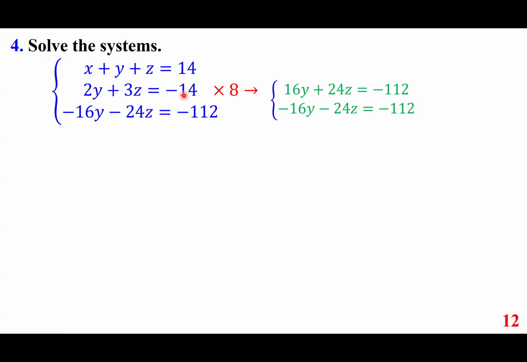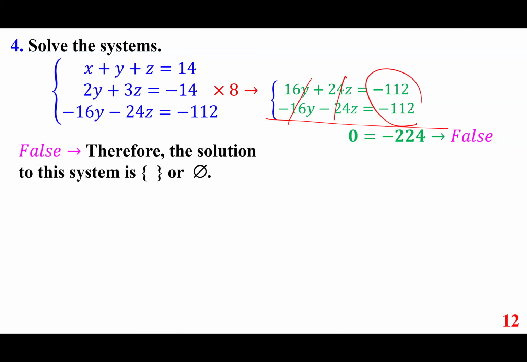And if I add them up, these two cancel each other. These two cancel each other, but they add up. So we get 0 equals negative 224, which is a false statement, and therefore there is no solution.